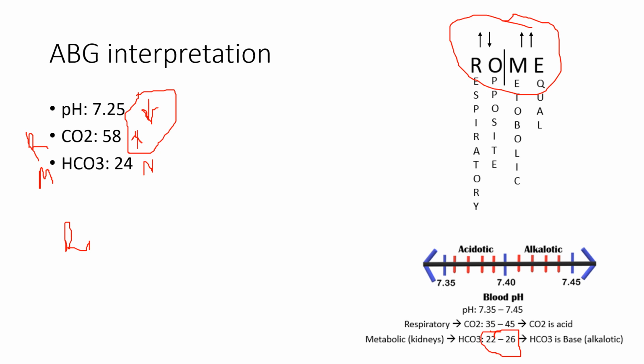Respiratory acidosis, uncompensated, because our pH is not in normal range and our HCO3 is normal. Reasons for this could be COPD, an opiate overdose, pneumonia, paralysis, coma. For some reason, this patient is retaining CO2, so their CO2 is high, which is an acid, so they're in respiratory acidosis.